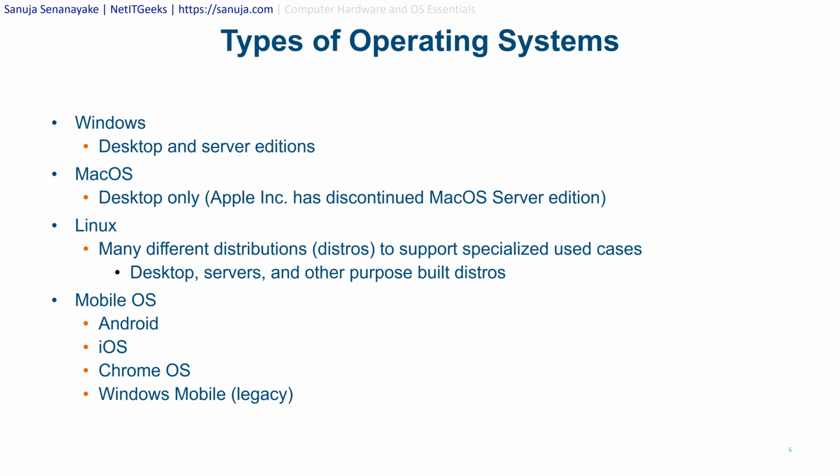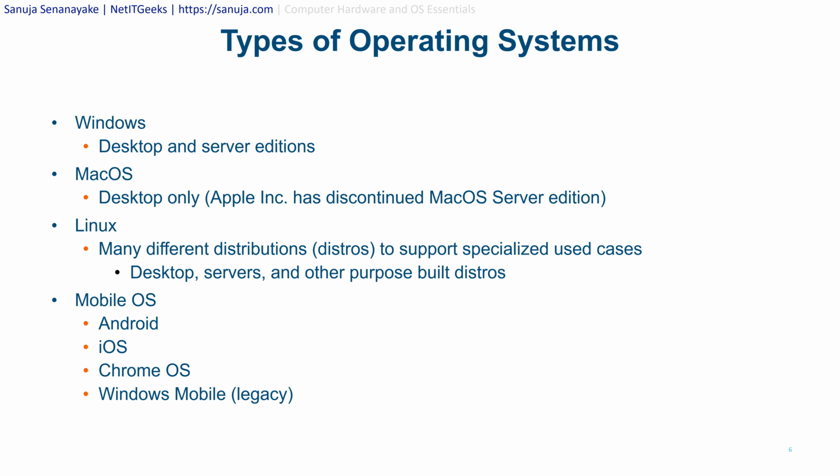So types of operating systems include Windows, Mac OS, Linux, and mobile operating systems. Windows operating systems include desktop and server editions. Mac OS is only available as a desktop flavor right now. They don't have a server flavor, because Apple Inc. discontinued the Mac OS server edition a few years ago. So we only have the desktop version of the Mac operating system, while Windows has both desktop and server editions.